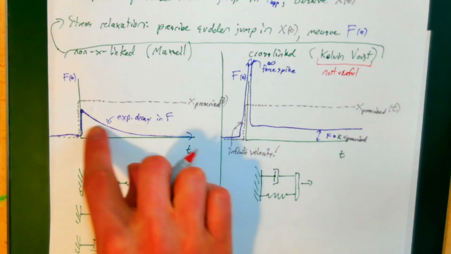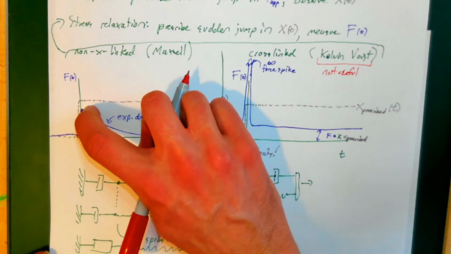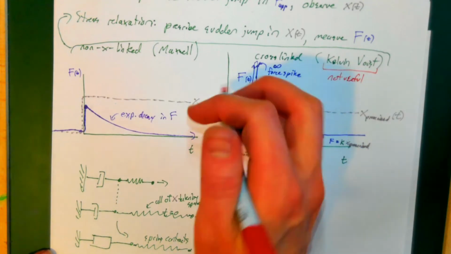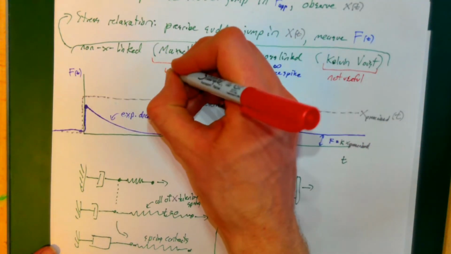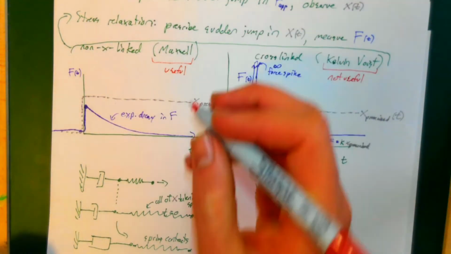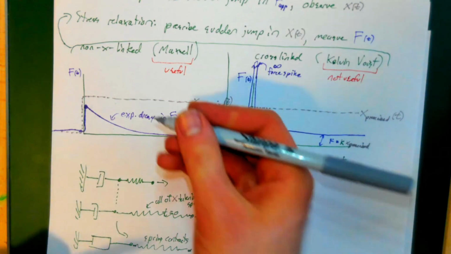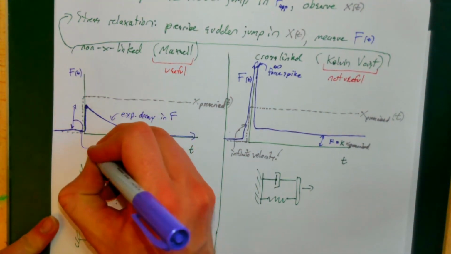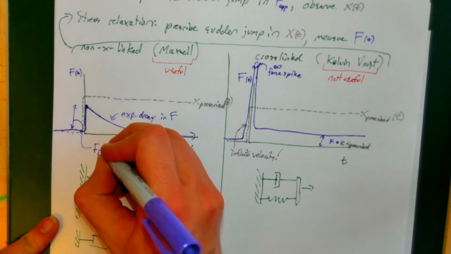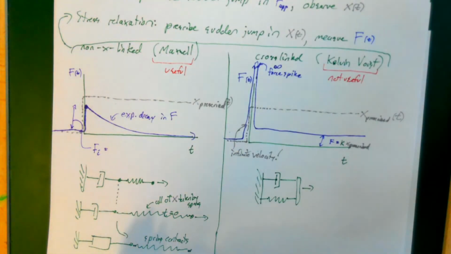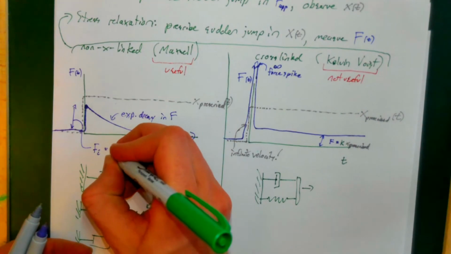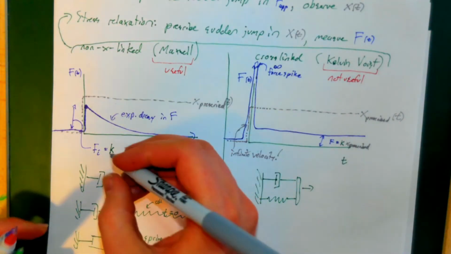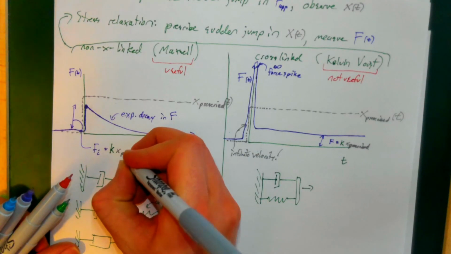But this is pretty useful data, right? This isn't an infinite spike here. It's a finite spike, which is k times the x prescribed. It is useful for this. So what is this force? This initial force would basically be equal to the k of the material times the x prescribed.